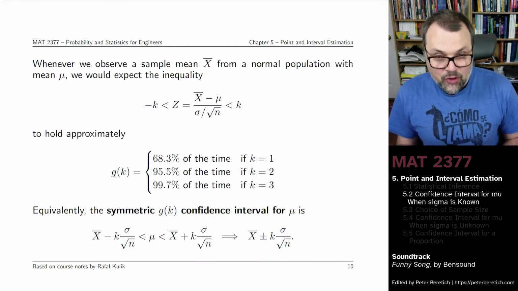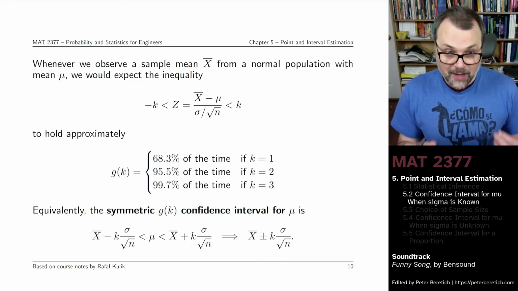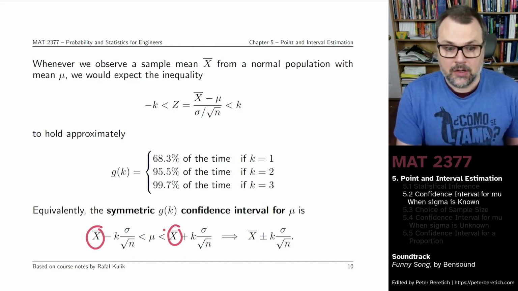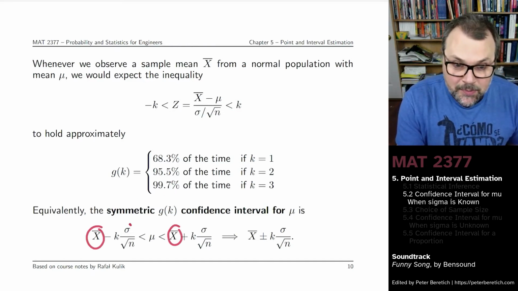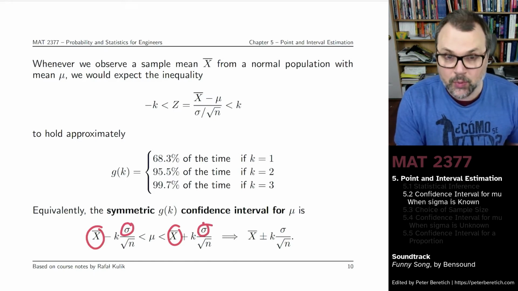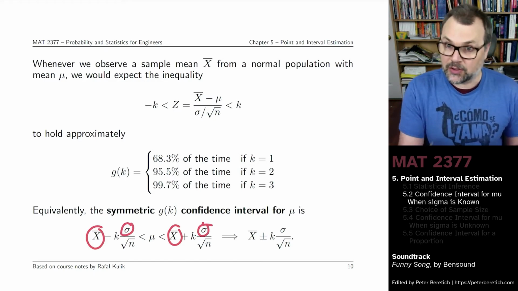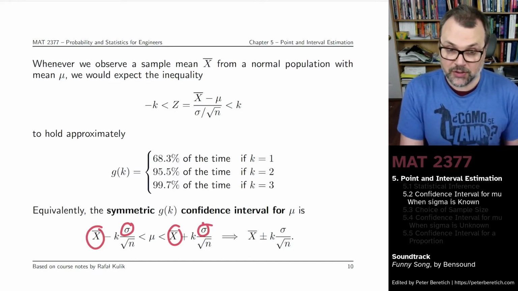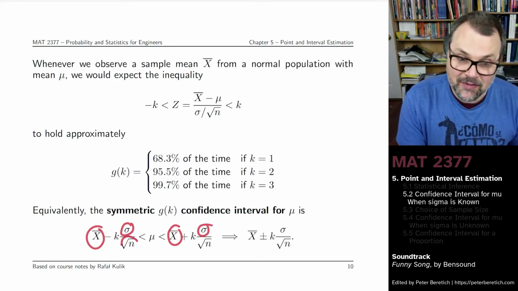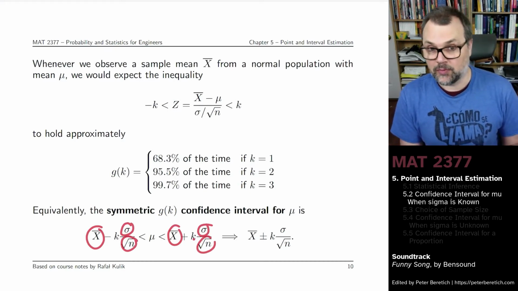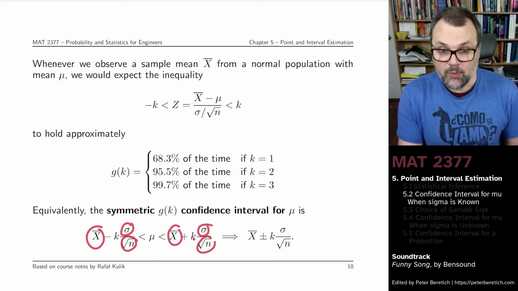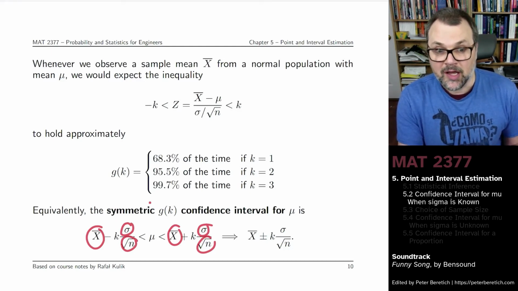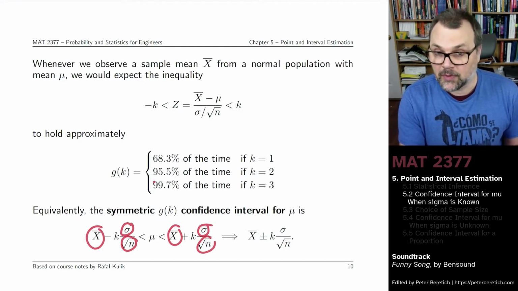It means that if you have a sample of observations, you compute the sample mean. You know what sigma is, that's part of the problem, right? We're assuming that we're computing the confidence interval for a normal population for which we know the standard deviation. We know the size of the sample, so we can compute the square root of n here, and we pick a k. We can pick 1, we can pick 2, we can pick 3, and there's a corresponding confidence level for these things.